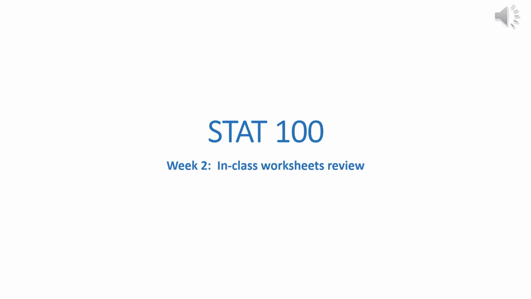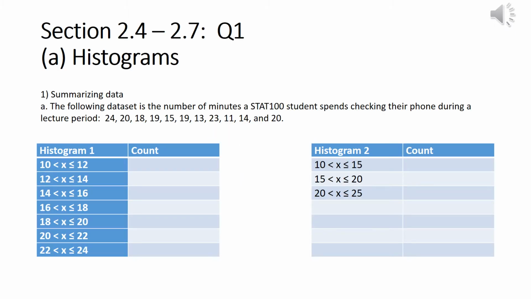This is a review of the in-class worksheets that we conducted during week 2 of STAT100. The first worksheet we're going to talk about is the one that covered section 2.4 to 2.7. And for question 1, part A, I asked you to draw 2 histograms from 11 data points. The first histogram was having 7 different bins, and the second histogram had 3 different bins.